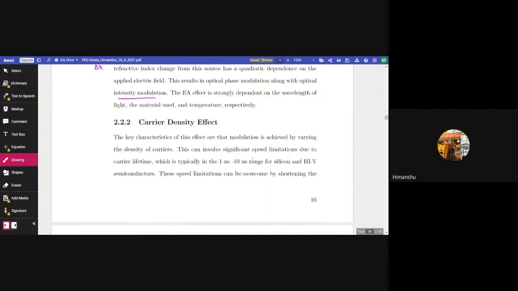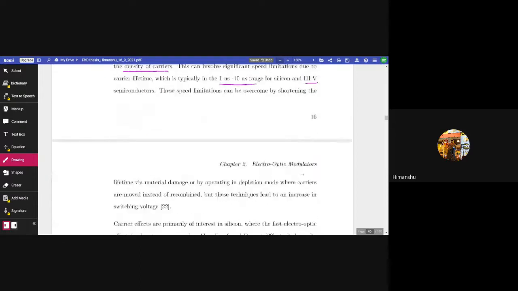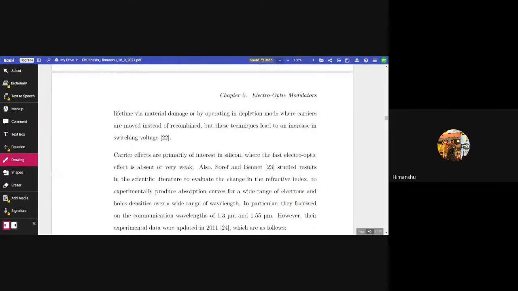So the next effect is the carrier density effect. The key characteristic of this effect is that modulation is achieved by varying the density of carriers. This can involve significant speed limitations due to carrier lifetime, which is typically in the 1 to 10 nanosecond range for silicon and III-V semiconductors. These speed limitations can be overcome by shortening the lifetime via material damage or by operating in depletion mode, where carriers are moved instead of recombined. But these techniques lead to an increase in switching voltage.